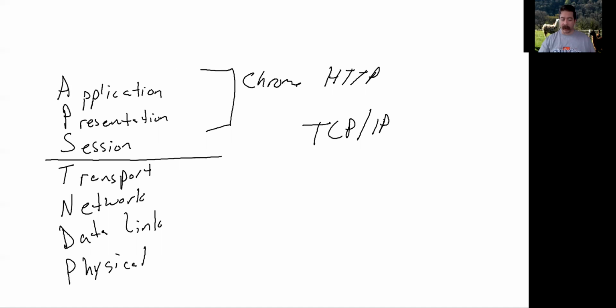So if we start here at the bottom, notice physical and data link are also combined into one big network interface on the TCP IP model. Network becomes internet, which is kind of interesting, and transport stays transport. So now we need to know what these layers do, and we're really just going to worry about these bottom 4.